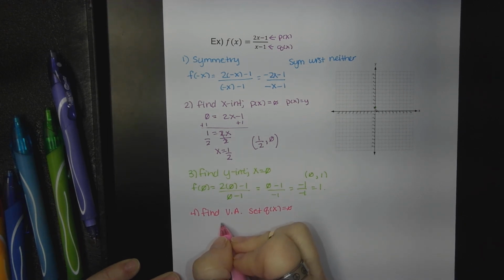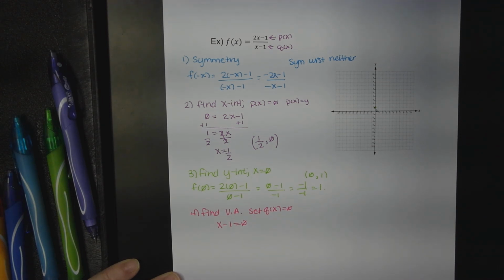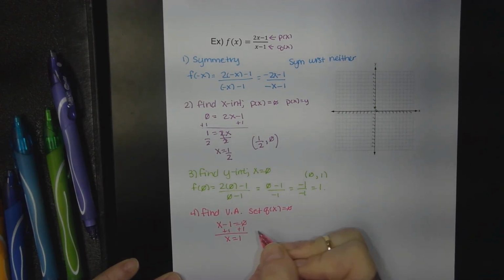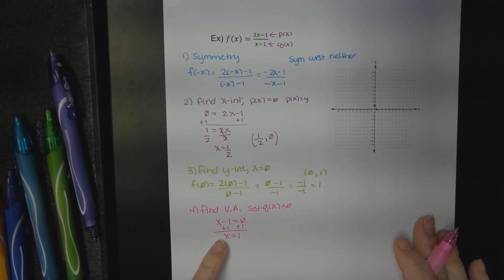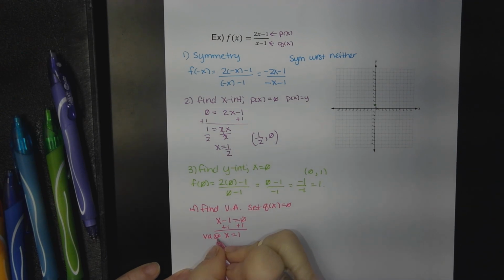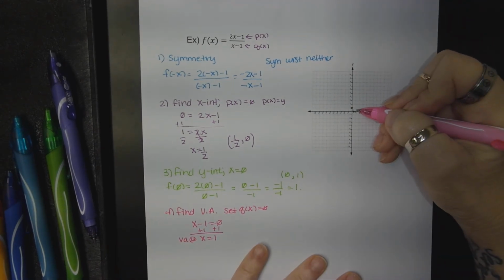So we'll say x minus 1 equals 0. That's the way I like the 0 on the right-hand side. So if we add 1 to both sides, x equals 1. Remember, this is denoted by a dashed line. So we're going to have a vertical asymptote here.